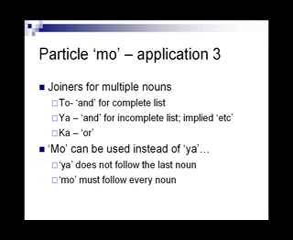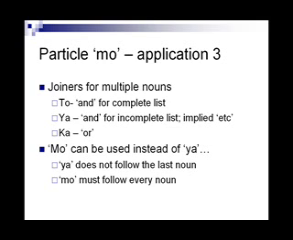In an earlier lesson, we found three words used to join a series of nouns. These are to, ya, and ka. We have seen that to means and, and it is used with a string of nouns which is complete. We also saw that ya means and also, implying the list of nouns is incomplete. Ka means or. The incomplete list can also use mo instead of ya.